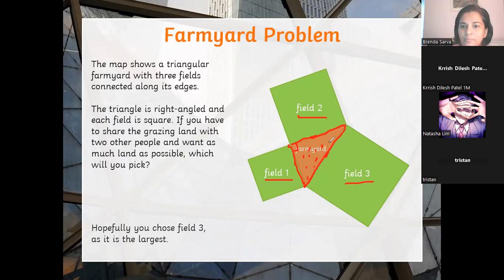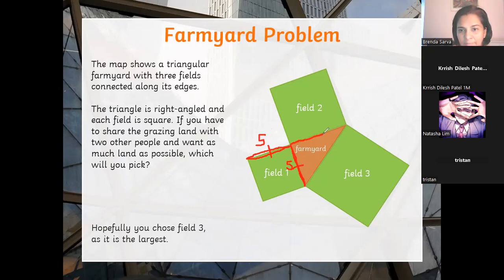So, this is field 1. Now, if you look at field 1 carefully, it is the same as this length, or this side of the farm, and it is a square. You know what's a square, guys? I hope you know what's a square. You remember? Both sides are the same. So this is 5 meters, then this is also 5 meters. Got it? Assuming it's 5.